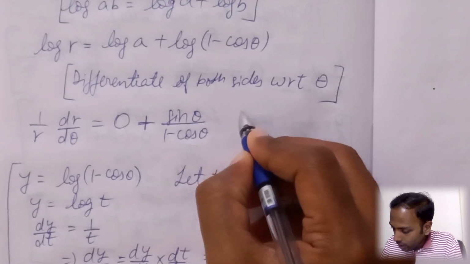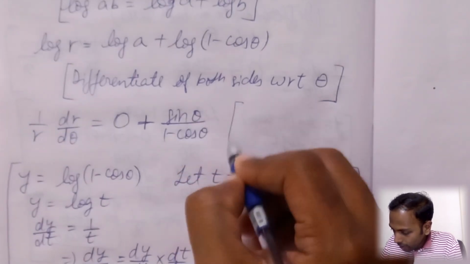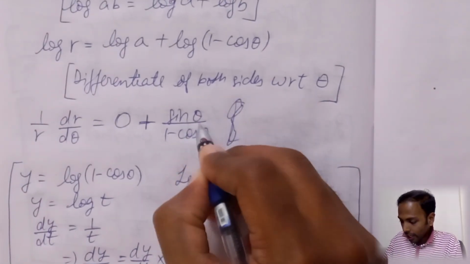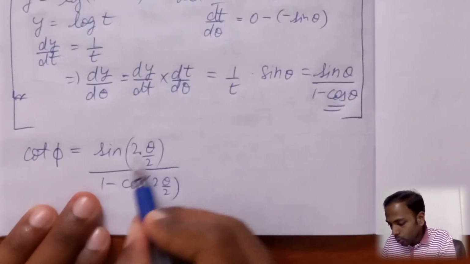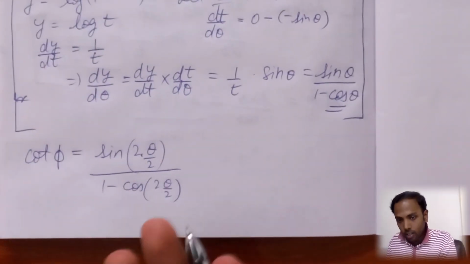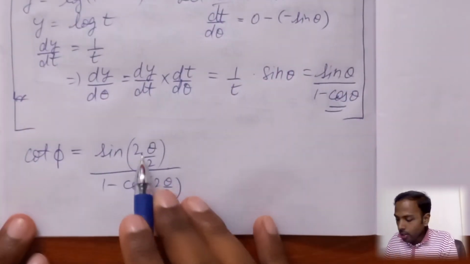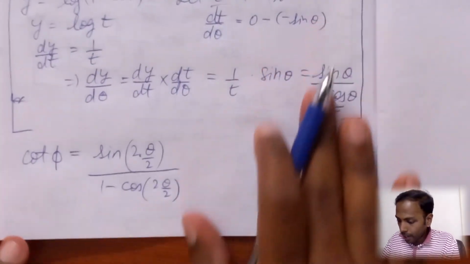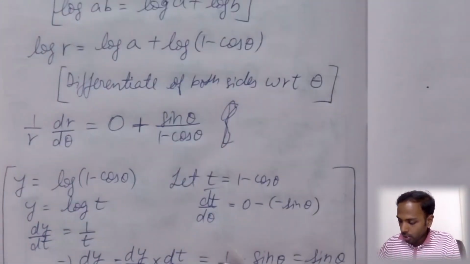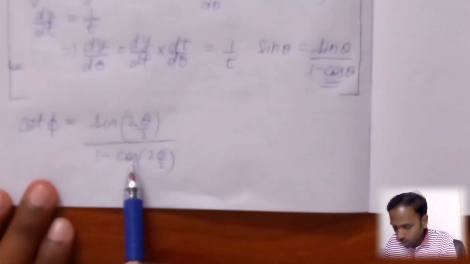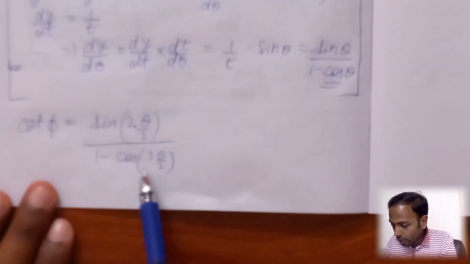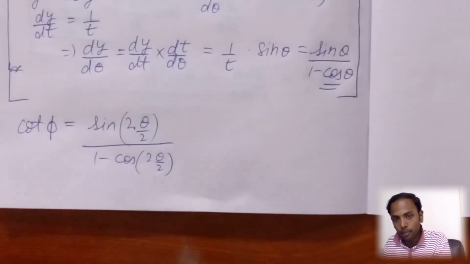This sine theta can be written as sine 2 into theta by 2, because the 2 will get cancelled and you will get back the same sine theta. So I can write this. And same with the cos theta. 1 minus cos theta can be written as 1 minus cos of 2 into theta by 2. Again, the 2 will get cancelled and cos theta only will be remaining here.